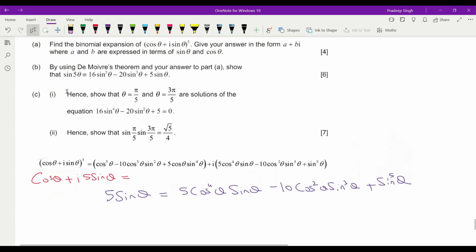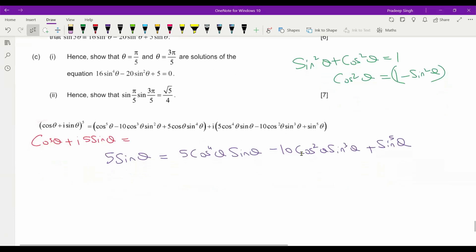Let's go back to part B. We were supposed to find sin 5 theta, and on the right-hand side, all the expressions should be in terms of sine, which means we need to eliminate the cos terms from our expression. We already know the basic trigonometric identity sin^2 theta plus cos^2 theta equals 1, which means if we make cos^2 theta the subject, we get 1 minus sin^2 theta.